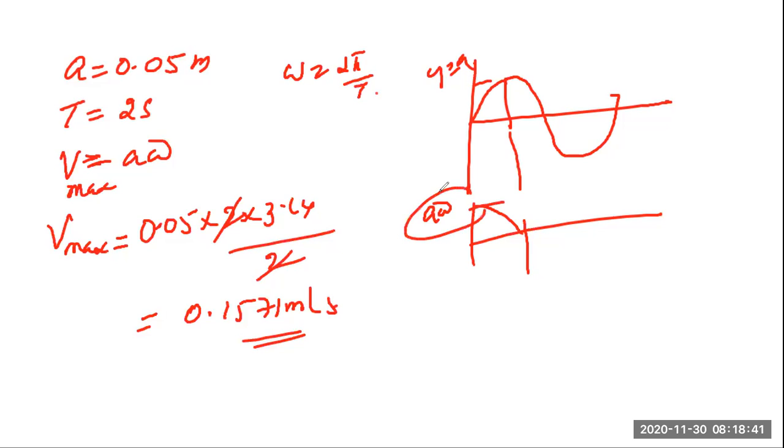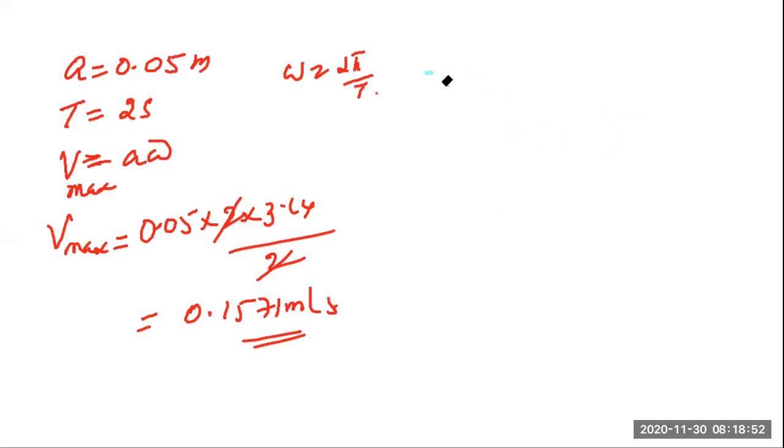V maximum, you can see the graph. There we have written what is V maximum, the maximum value it can attain. Three graphs have been given: displacement graph, then velocity graph, then acceleration graph. There you can check that. These are the maximum values.